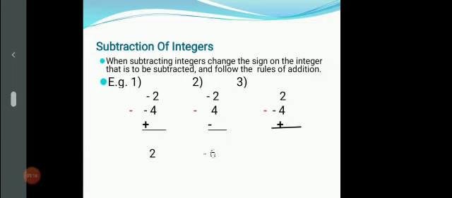In the second example, -2 minus +4. Positive 4 is there, we have to change the sign, plus becomes minus, and we get -2 plus -4... -2 plus -6 in the working shown, both negative integers, so we add them. We get 6, and the sign of the numbers, that is minus. So the answer is -6. In the third example, 2 minus -4. Here -4 changes into +4. We get two positive integers, 2 plus 4 becomes 6.